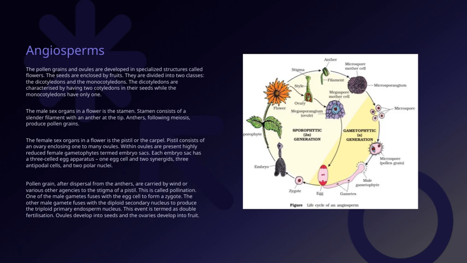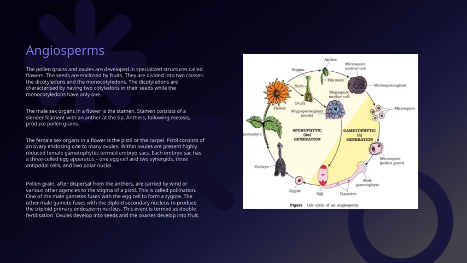Simultaneously, the other male gamete fuses with the diploid secondary nucleus to produce a triploid primary endosperm nucleus. This unique process is known as double fertilization and is characteristic of angiosperms. As a result of fertilization, the ovules develop into seeds, while the surrounding ovary tissue transforms into the fruit, which helps in seed dispersal and protection.